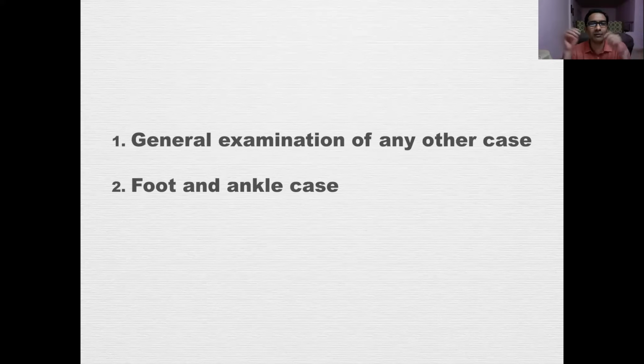Sometimes, for example, you might get poliomyelitis and you're examining the spine with paralytic scoliosis. Your focus may be on scoliosis, but it could so happen that the same patient has a paralytic foot deformity, and the examiner might actually turn your focus there, and you should do well there also. So these are the two situations where a foot and ankle case will come.